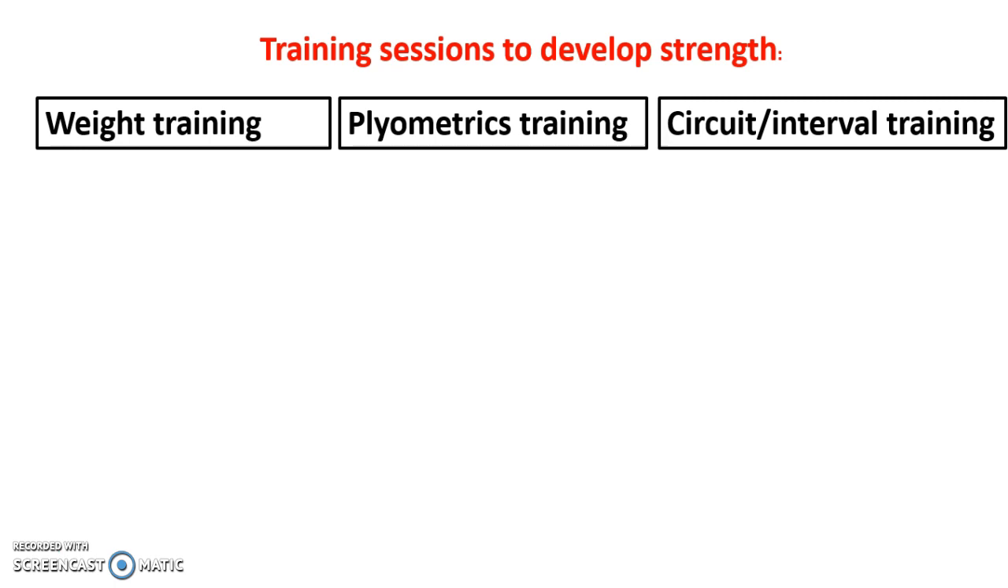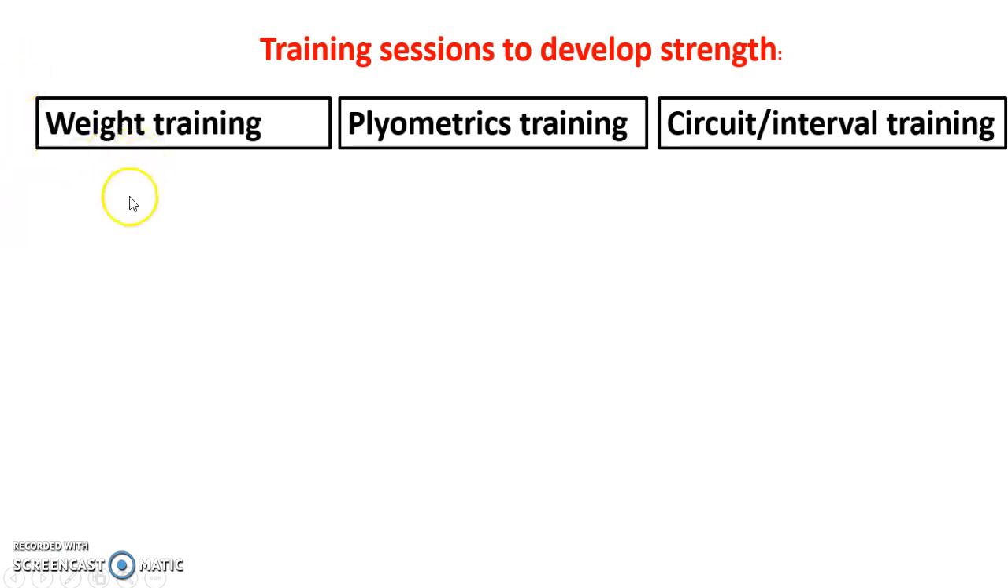So you could get two types of questions. Describe a training session, for example, one of these three: weight training, plyometrics, or circuit interval training, or it could ask you to evaluate them. Now, if it's asking you to evaluate or discuss the use of, you're looking at advantages and disadvantages. This particular screencast is looking at actual discrete training sessions or programs.